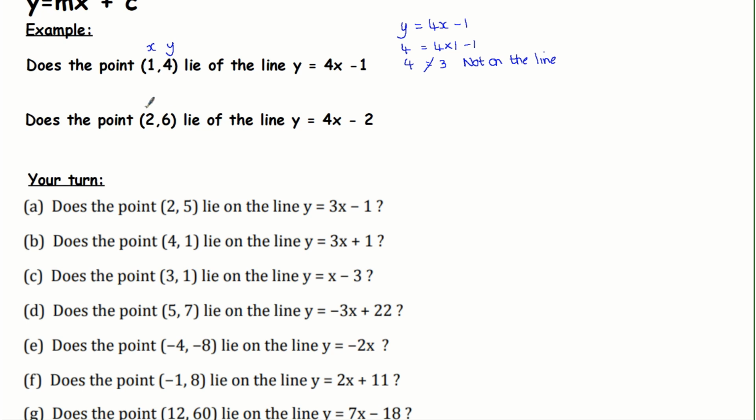Let's have a look at the next one. This is my x coordinate, this is my y coordinate. I'm going to see if it lies on the line, so I'm doing the same thing. I've got 6 is equal to 4 times whatever that value of x is, which is 2, and then I'm going to subtract 2. So now 6 is equal to 8, take away 2. 6 is equal to 6. That is true, so therefore it is on the line.